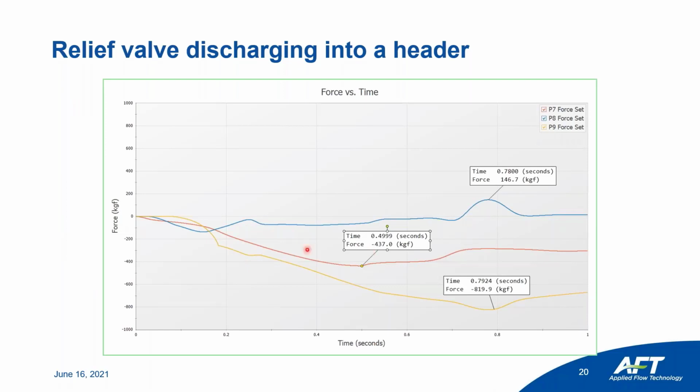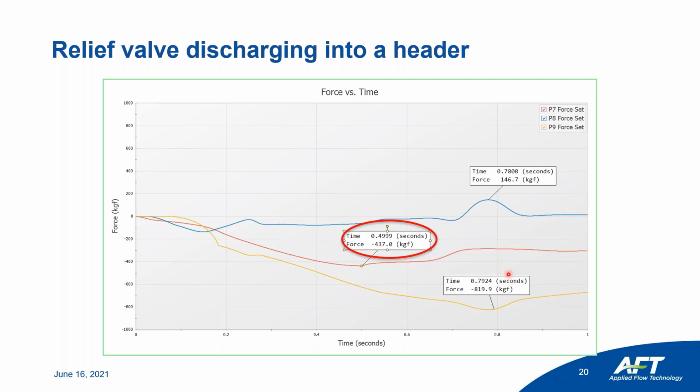Here we have the resultant force. In pipe 7, we have a force of 437 kilograms, which is quite high and might be too high for the relief valve to handle. In pipe 8, the next pipe, we have 146 kilograms, which is not so high, so it will help you design the anchor in case you're using the anchor to control the forces that go to the header.